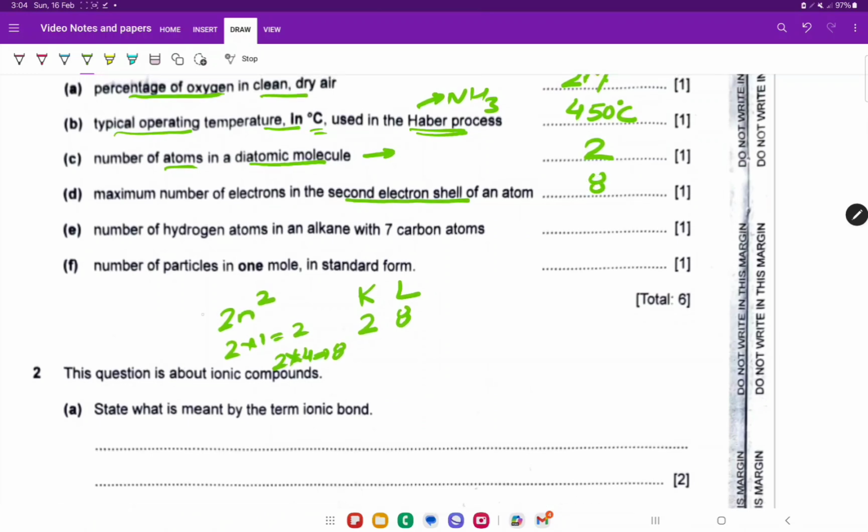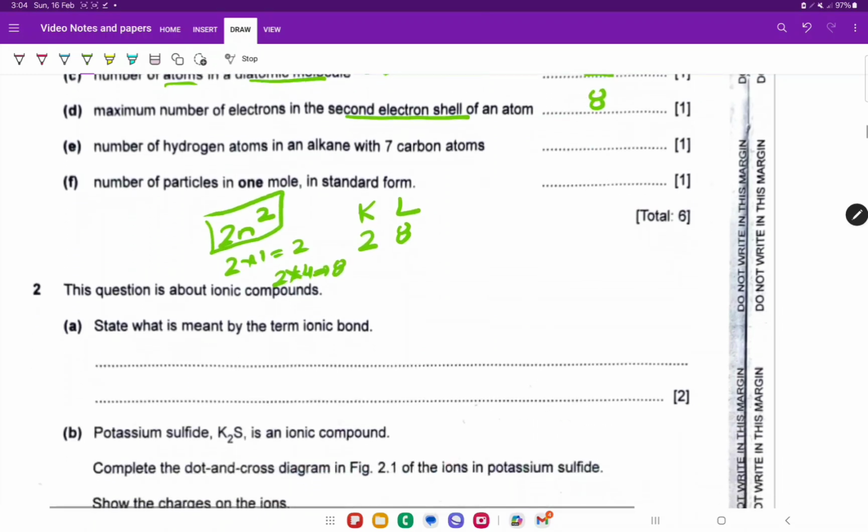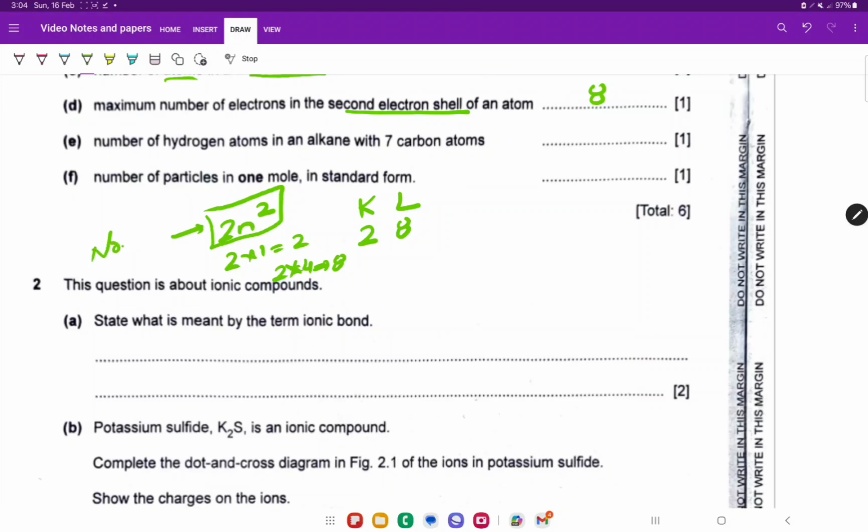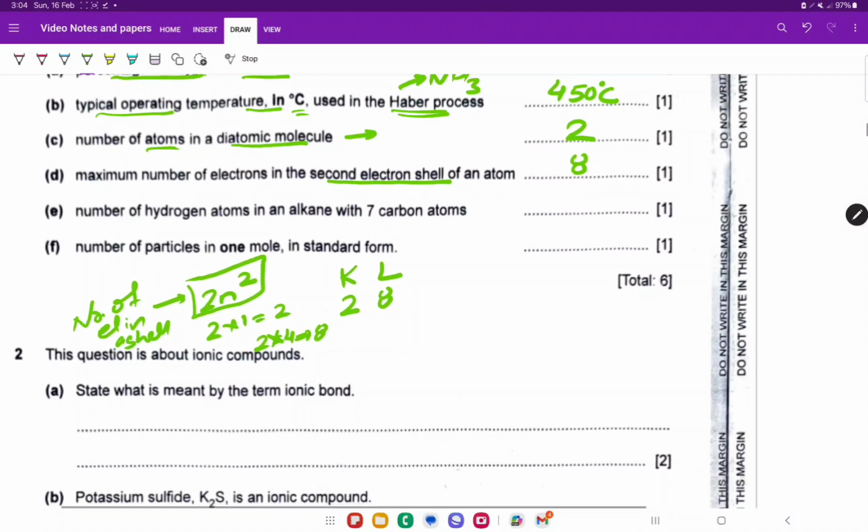The second shell will contain 8, and you should remember this formula, 2n squared, which tells about the number of electrons in a shell, where n is the number of the shell. Now, number of hydrogen atoms in an alkane with 7 carbon atoms.